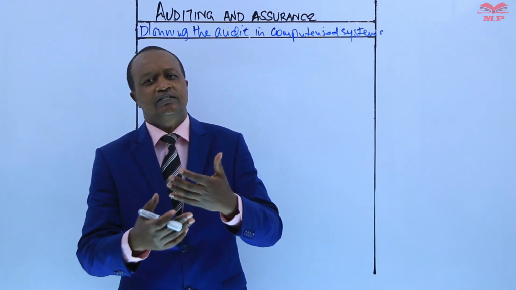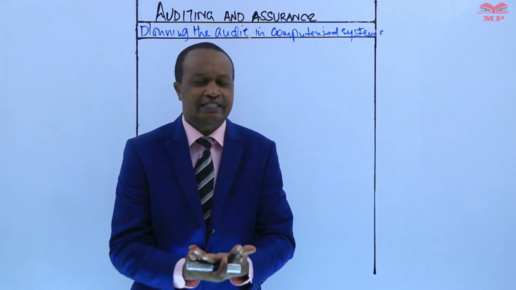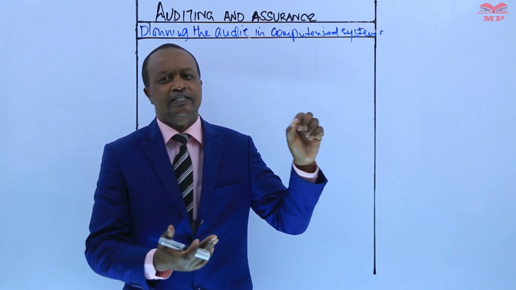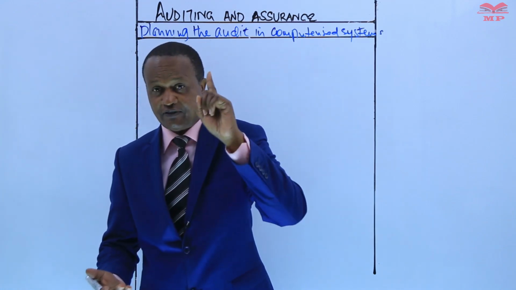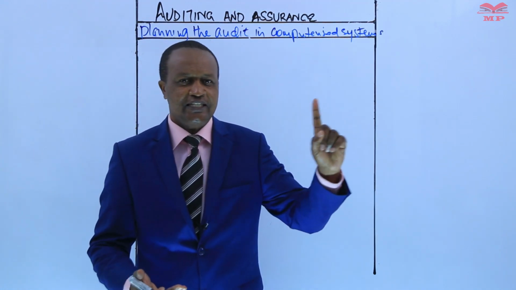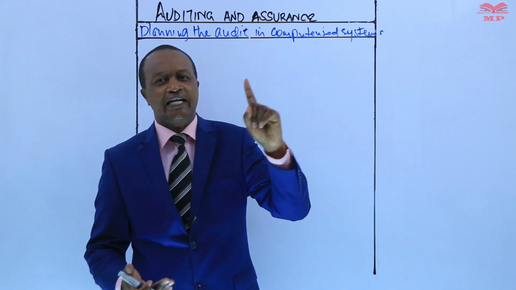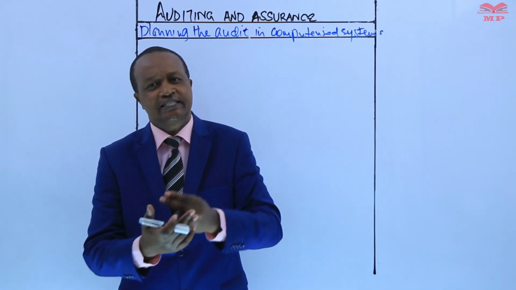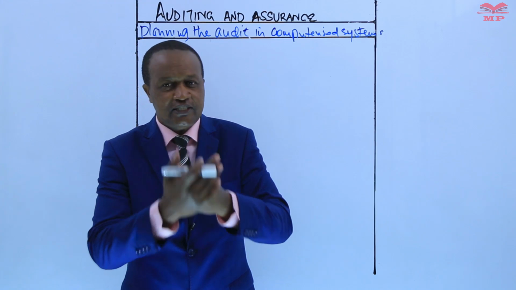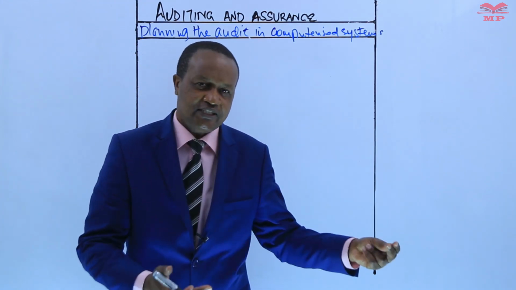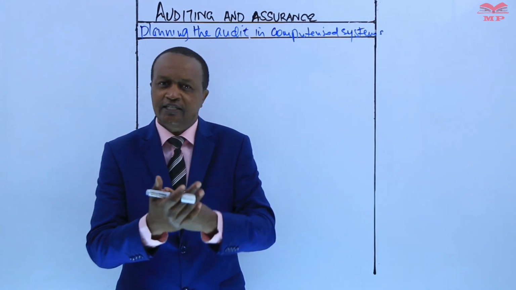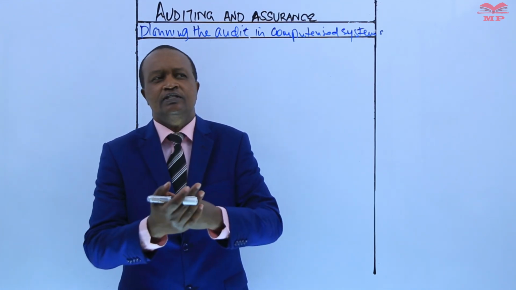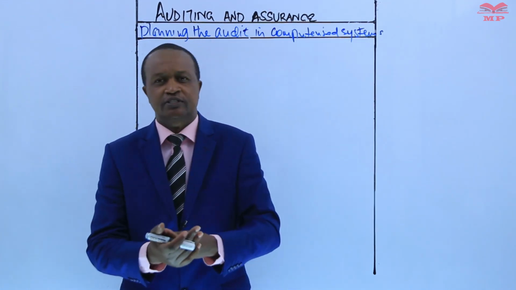such as understanding the business and the IT environment. That's the first step, understanding the business and the IT environment. The second step is assessing risks, or what we call risk assessment. The third step is defining audit objectives.